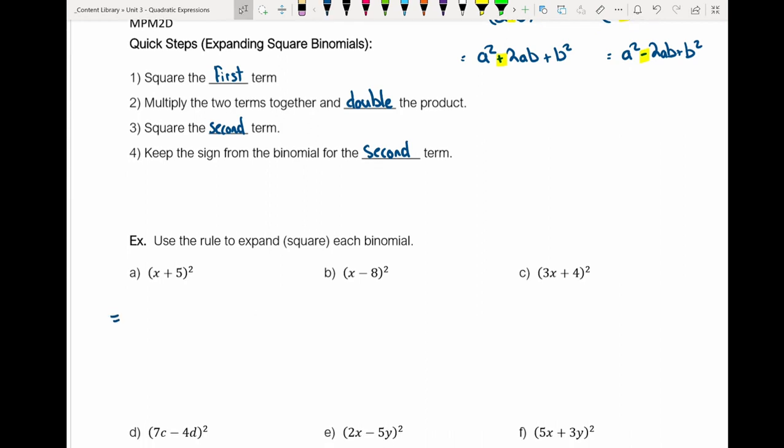So I'm just going to use the pattern to help us go through and solve this to make it a little bit quicker. So x squared is the first term squared. The second term is going to be 5 times x, and then doubled, or 10x. The sign is going to be positive because that's what it is in the binomial. And then we have 25, or 5 squared. Moving on to the next one, x squared, 8 times x is 8x, doubled is 16x, the minus is the sign because it's the sign in the binomial, and then plus 64 for our last term squared.